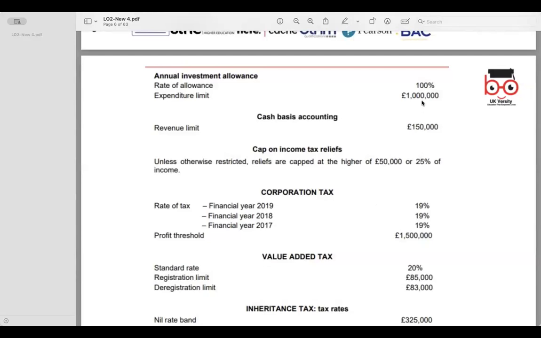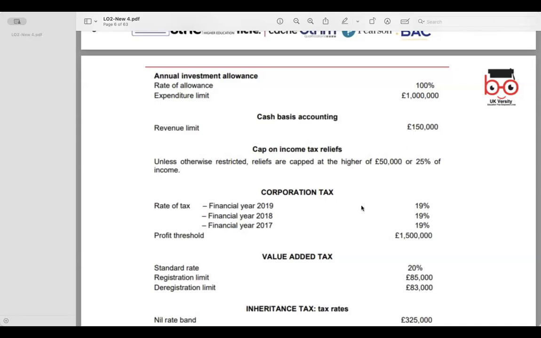Moving on to cash basis accounting. This method allows small businesses to calculate their taxable profits based on money in and out of their businesses rather than using traditional accounting methods. The revenue limit for using cash basis accounting is £150,000.